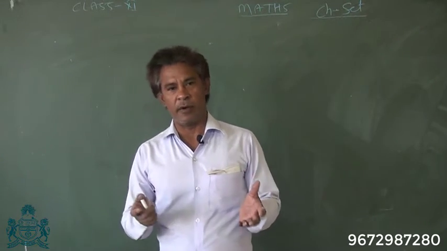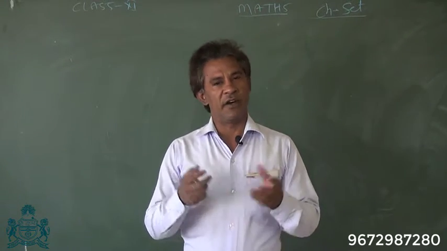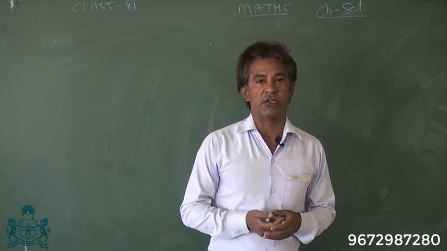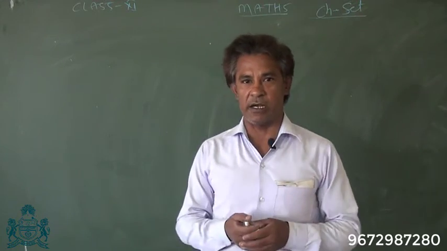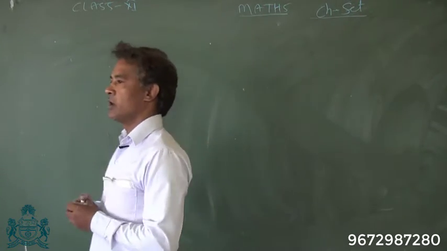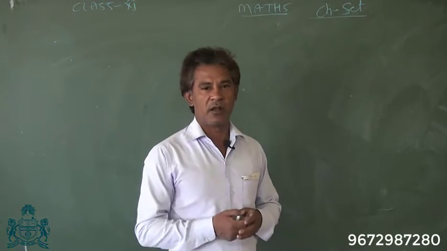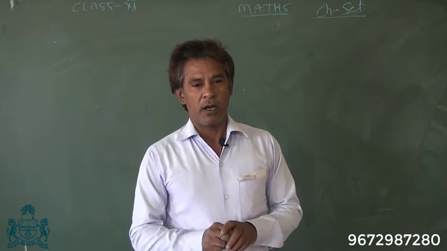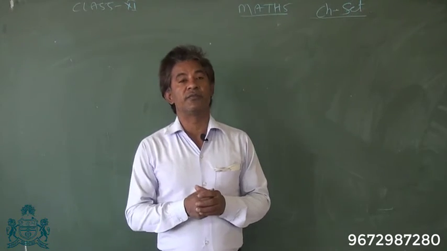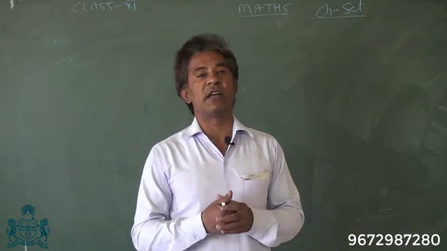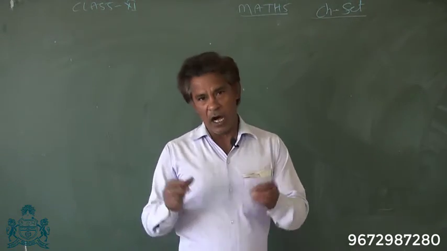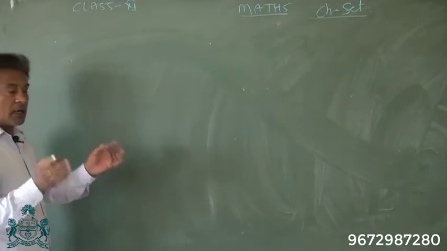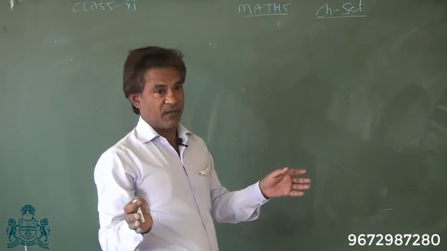At last class, we studied the set: definition of the set, types of sets, operations on sets like union of two sets and intersection of two sets. What is a subset of a set? All these topics we have discussed already. What is the difference of two sets? What is the complement of a set? Now, today we will discuss the number of elements in any set.